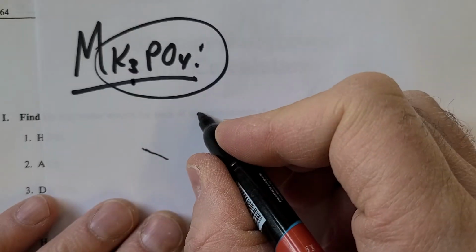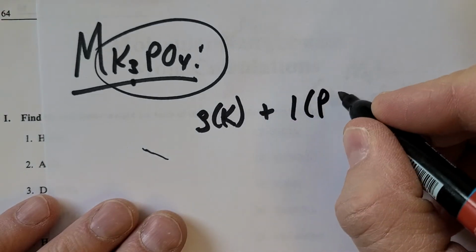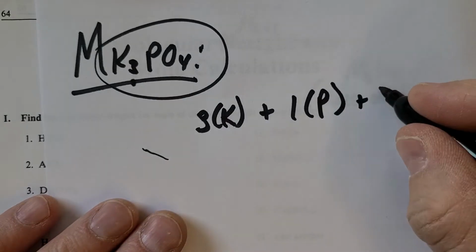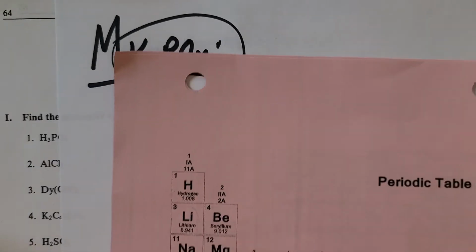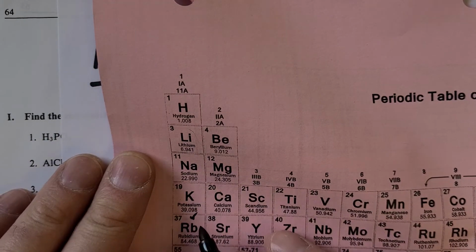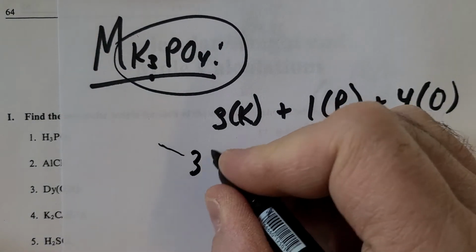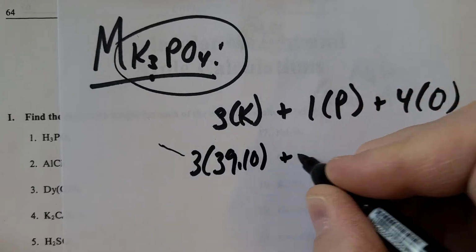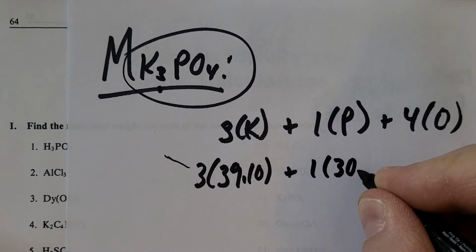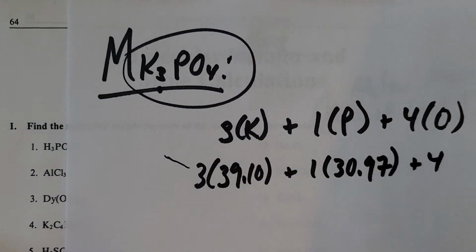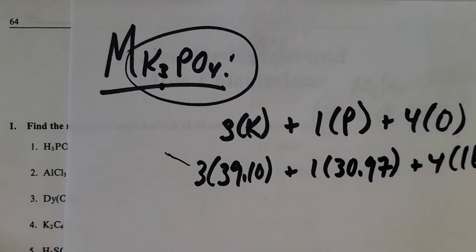Now, if I had 1 mole of potassium phosphate, for every 1 mole of this, I would have 3 moles of potassium and 1 mole of phosphorus and 4 moles of oxygen. So all we need to do is look up those values on the periodic table. So potassium, 39.098, I can round that up to 39.10. And phosphorus, 30.97. And good old oxygen, 15.9999. Just round it off to 16.00. And there we have it.